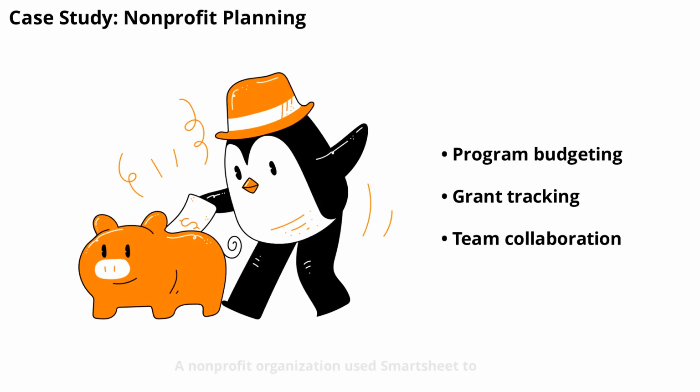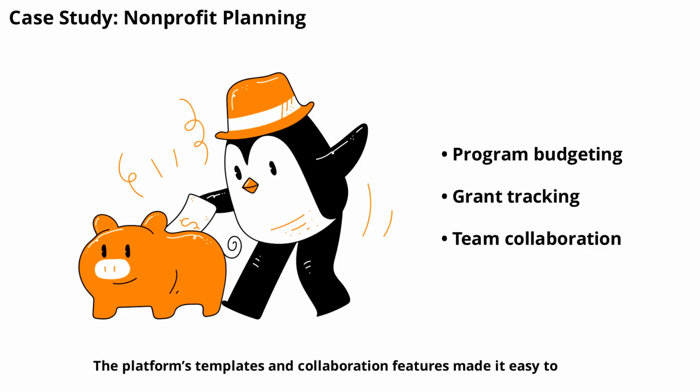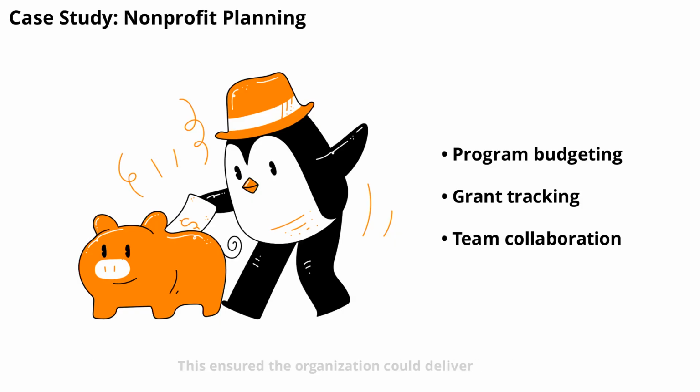A nonprofit organization used Smartsheet to forecast program budgets and track grant funding. The platform's templates and collaboration features made it easy to involve multiple team members and adjust plans as funding changed. This ensured the organization could deliver on its mission while maintaining financial stability.